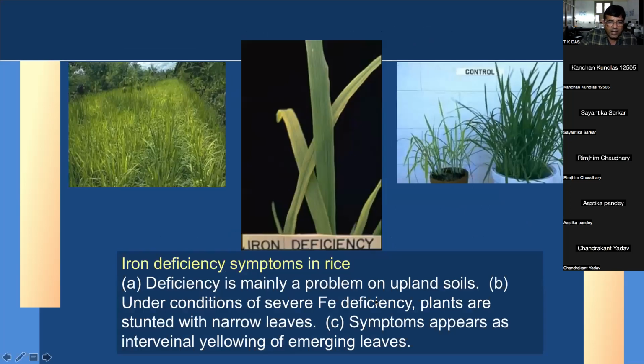Now you can see the iron deficiency symptoms in rice. This is chlorosis, you can see. This deficiency happens mainly in upland conditions. And upland conditions means aerobic conditions. Under those conditions, iron is always present as ferric form. You do not have any ferrous iron. So if your rice is grown under aerobic condition, you will have deficiency of iron in rice because you do not have any ferrous form.